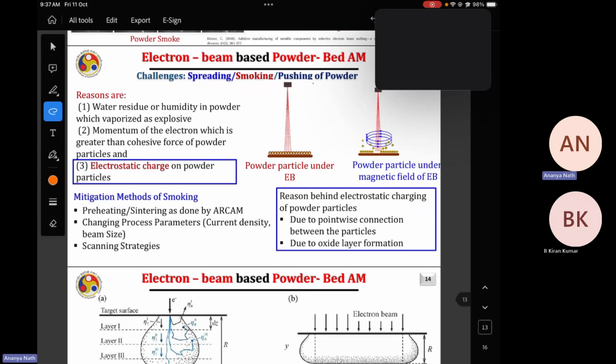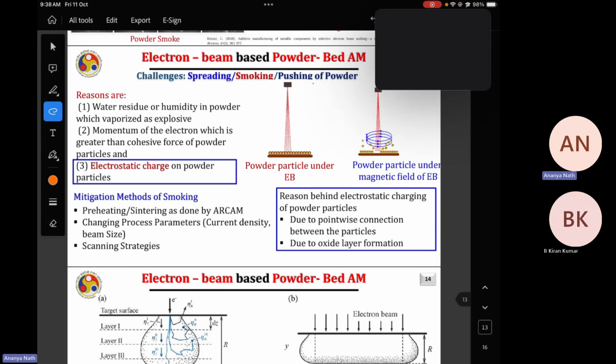These challenges were regarding the PBF process, whether it's laser or electron beam. But the next challenges are regarding electron beam melting. One is if there is any humidity entrapped in your powders, that will disrupt the process. That is also one defect considered in the LPBF process, but in the case of electron beam, as you're working in vacuum, that will be more problematic. The momentum of the electrons, which is greater than the cohesive force of the powder particles, will deflect the powders from their original position. It can make the powder particles bounce back from the melt pool.